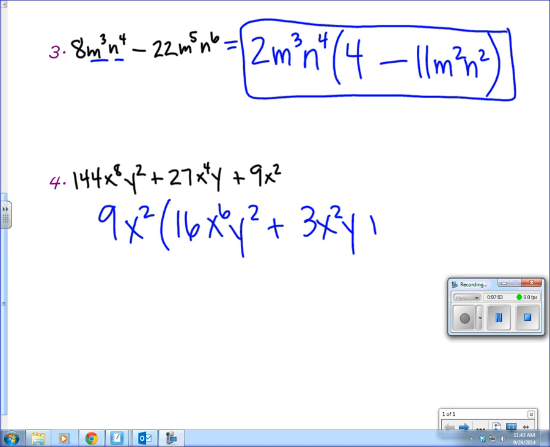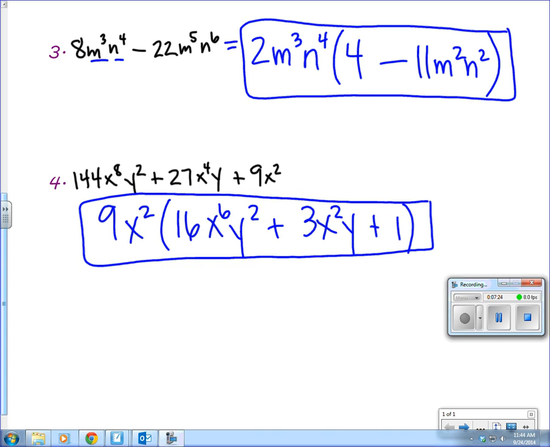And this is where a lot of students end there, and they forget that when you factor an entire term out, what do you need to put there? A 1, because that divided by that is 1, not 0. So let's put a plus 1, and that is our answer, folks. Questions? Okay, let's do some more.